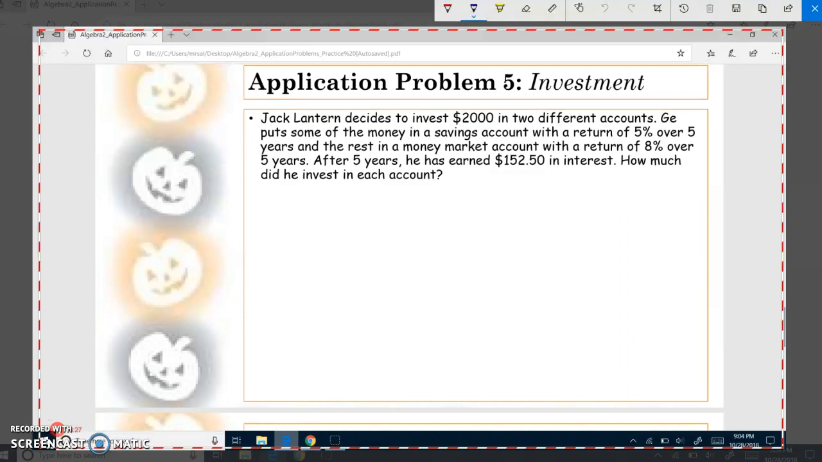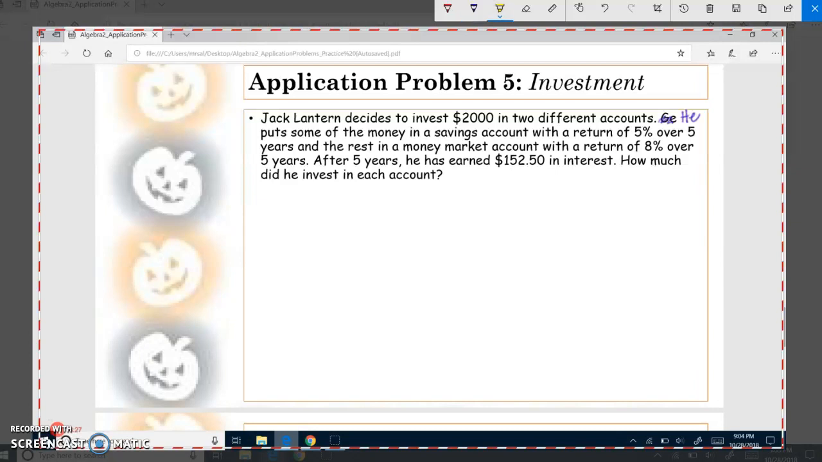Here, this problem says, Jack Lantern decides to invest $2,000 in 2 different accounts. This should say he, not G. He puts some of the money in a savings account with a return of 5% over 5 years, and the rest in a money market account with a return of 8% over 5 years. After 5 years, he has earned $152.50 in interest. How much did he invest in each account? So if we look at problems like this, we have very similar situation actually to the chemical mixtures problem.